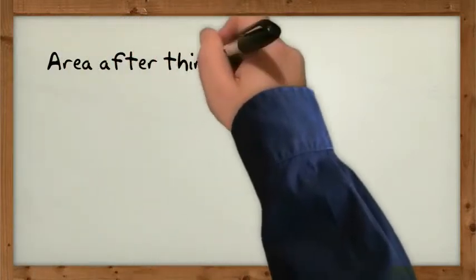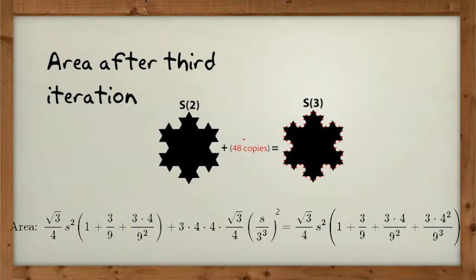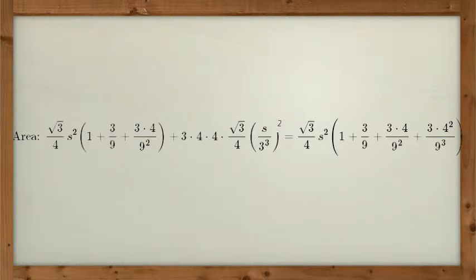The third iteration includes 48 even smaller equilateral triangles, so the equation for the total area becomes the following. Here we start out with second iteration's area and include 48 even smaller triangles with side length 1/27th of the original. Simplifying the equation results in this equation. Root 3 over 4 times s squared times parentheses 1 plus 3 over 9 plus 3 times 4 over 9 squared plus 3 times 4 to the squared over 9 cubed.